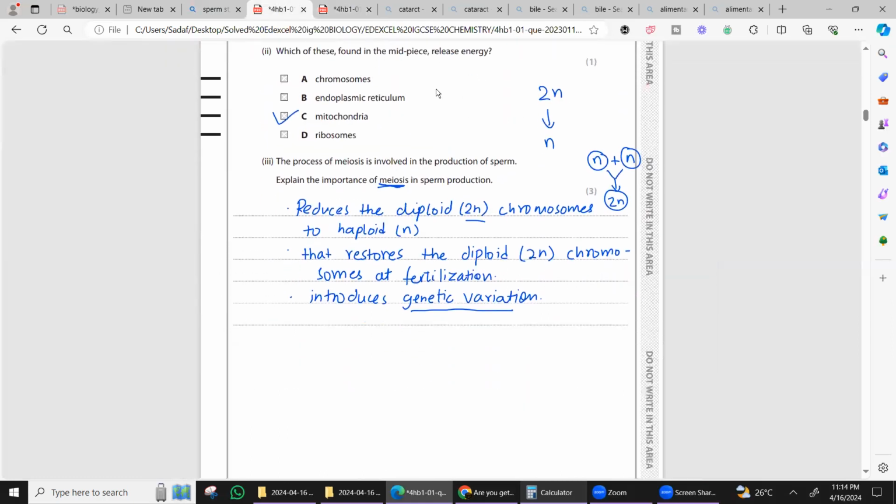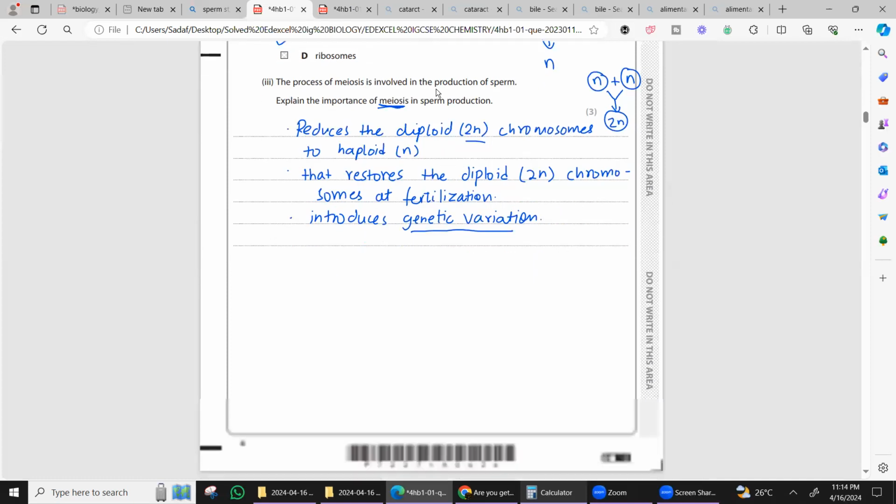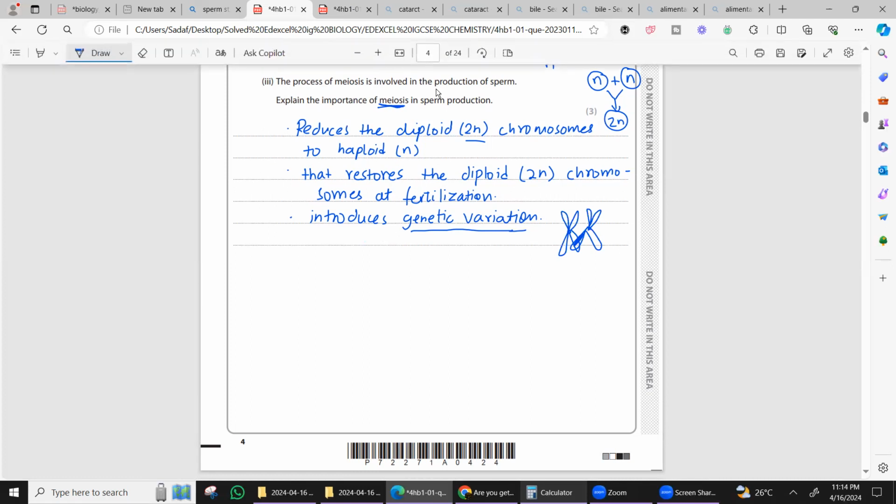So it reduces the diploid number of chromosomes to haploid, which restores the diploid number of chromosomes again at fertilization. It also introduces genetic variation, because we know that in meiosis there is exchange of genetic material between chromosomes. So that's the reason which gives rise to the genetic variation. And if we talk about mitosis, it produces genetically identical cells. That's the difference between meiosis and mitosis.